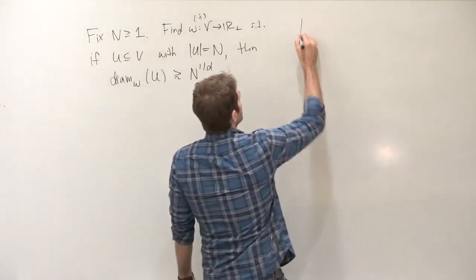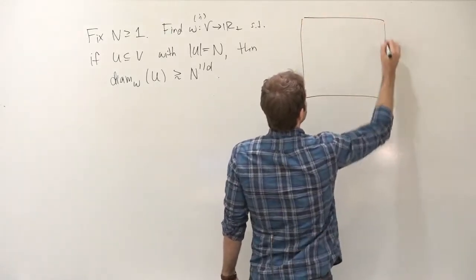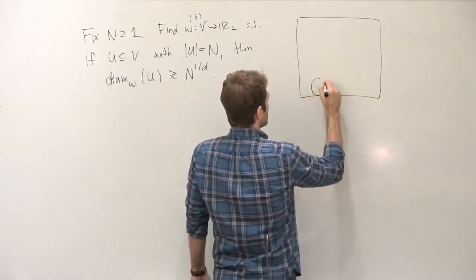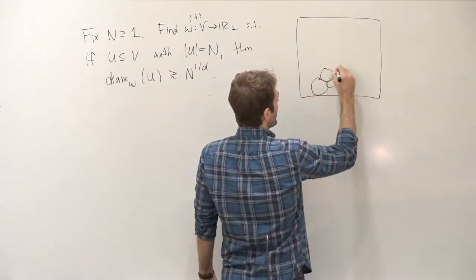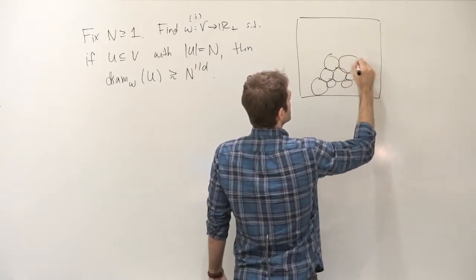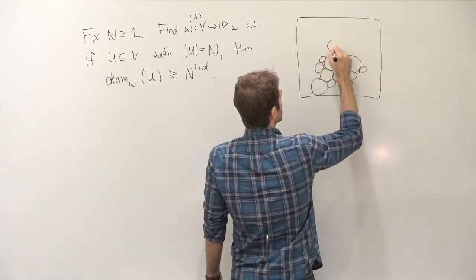So here's how we'll do it. We need to use the fact that it's packable. And since I can only draw in R2, let's just draw, it's a planar graph. So suppose we have the graph packed in, say, the unit square. I don't know. Looks something like this.